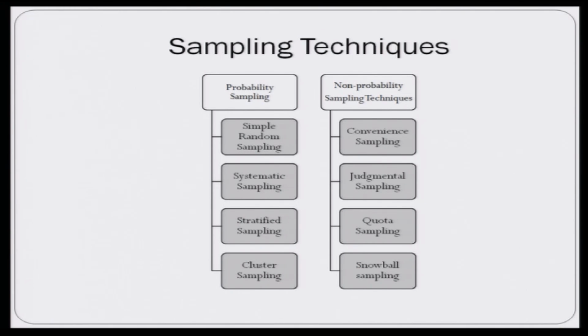So, there are basically two types of sampling methods or sampling techniques: probability sampling and non probability sampling. Within probability sampling, there are four prominent techniques which I am going to discuss today: simple random sampling, systematic sampling, stratified sampling, and cluster sampling. On the other side, you have non probability sampling techniques like convenience sampling, judgemental sampling, quota sampling, and snowball sampling. I am first going to discuss non probability sampling techniques.